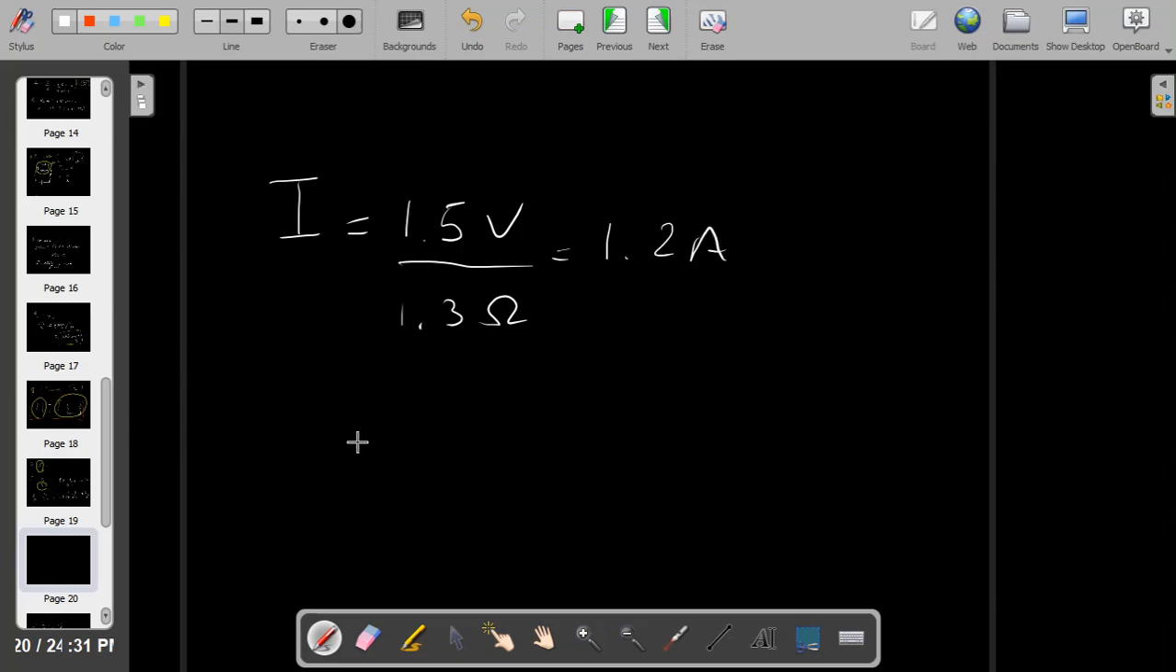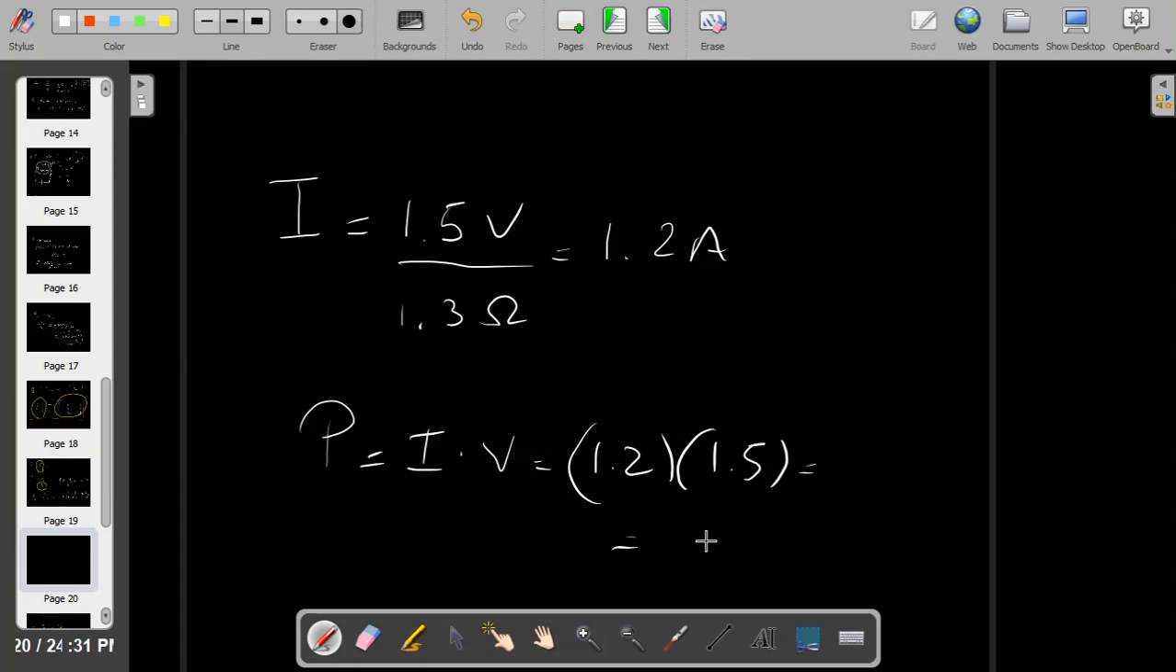Not done yet, okay? Next step is find your power, and you know that the power was the current times your voltage, and you have everything. 1.2 amps multiplying 1.5, and remember that your units are watts, so 1.8. Okay, now we are talking.